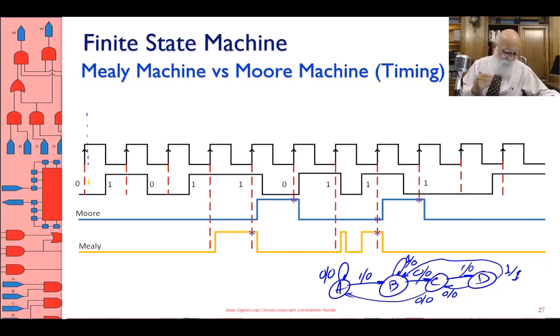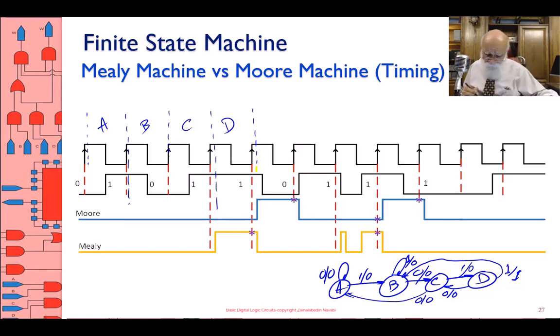Okay, fine. Let's trace the states. Initially, let's say I'm in state A. If I'm in state A initially, a 1 on the input, just follow what I'm showing there, takes me to state B. When I'm in state B, a 0 on the input takes me to state C. When I'm in C, a 1 on the input takes me to state D. When I'm in state D, a 1 on the input takes me to state B. Don't worry about the outputs yet.